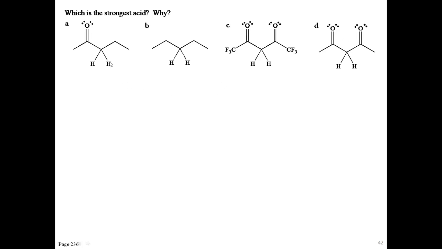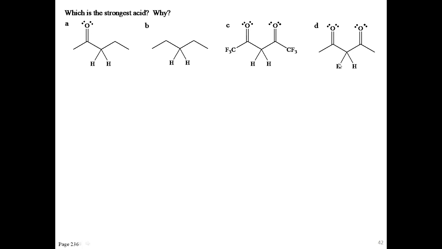Now a base should pick off this proton and leave a minus charge. If I leave a minus charge here with the carbonyl, I should be able to push the minus to the oxygen. If I leave a minus charge here, there's nothing I can do. It's just an alkane carbanion. If I pull this proton off and leave a minus, I should be able to put it on both oxygens. And I have 6 fluorines, all inductively withdrawing to them.